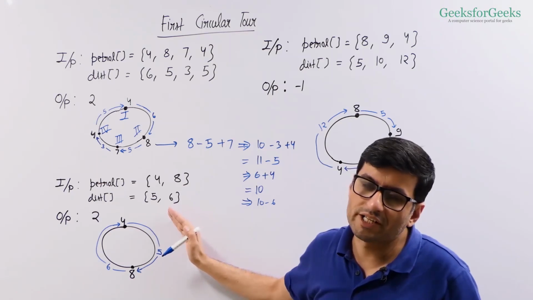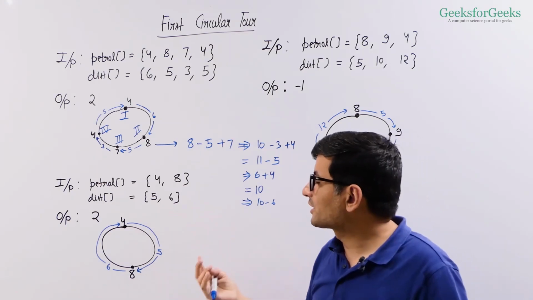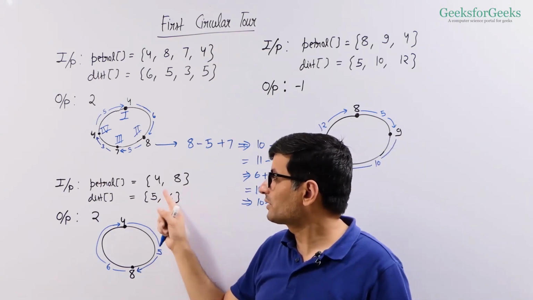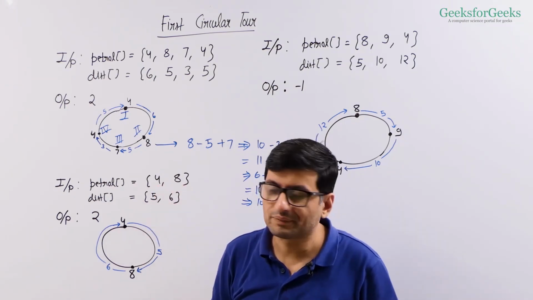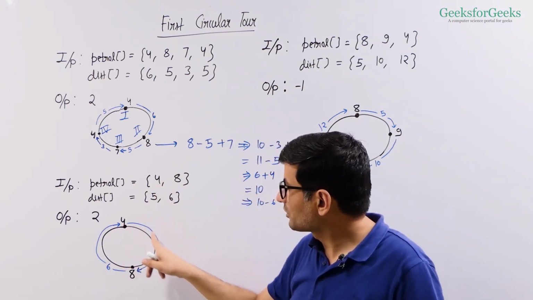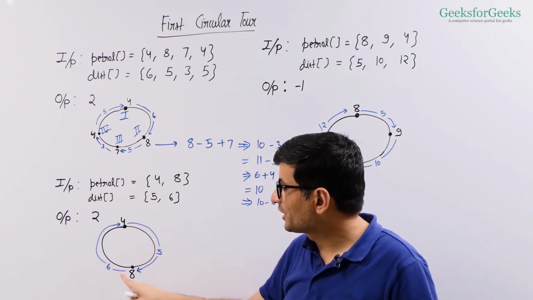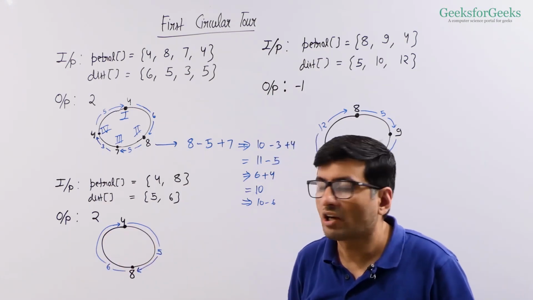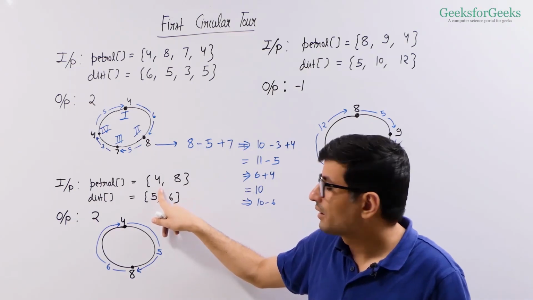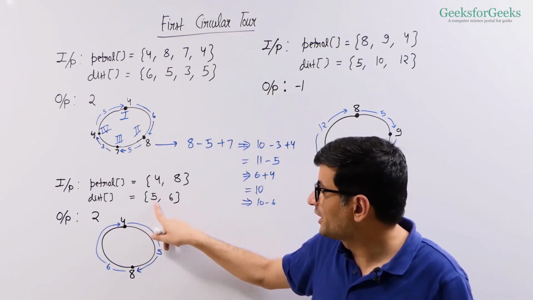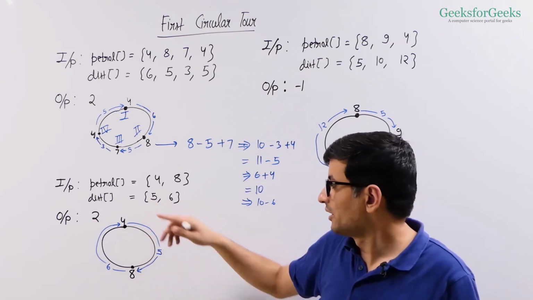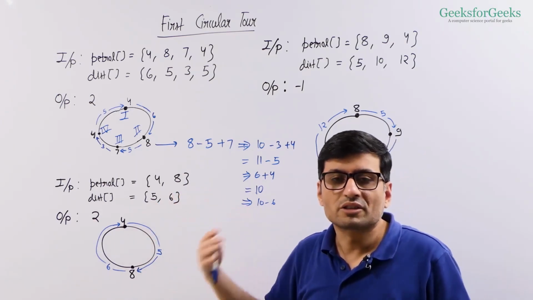Let's now see the second example. In this example, we have two petrol pumps. The first petrol pump has 4 units, the second petrol pump has 8 units. Distance from first to second is 5, distance from second to first is 6. Now if I begin from the first petrol pump, I cannot begin, right? Because I'll fill 4 units and I need to consume 5 units, which is more.